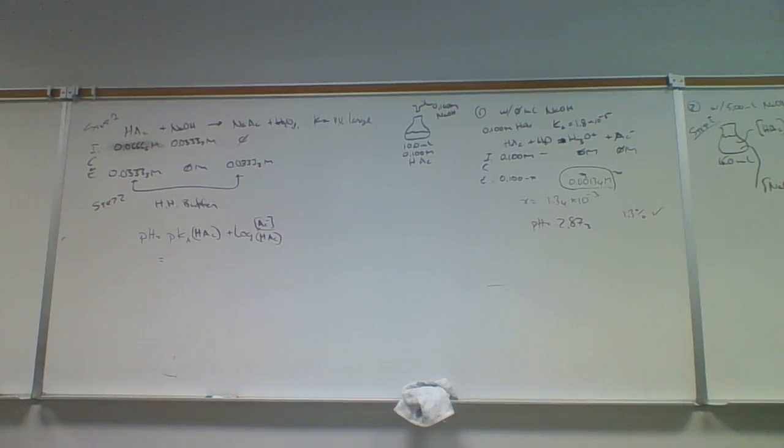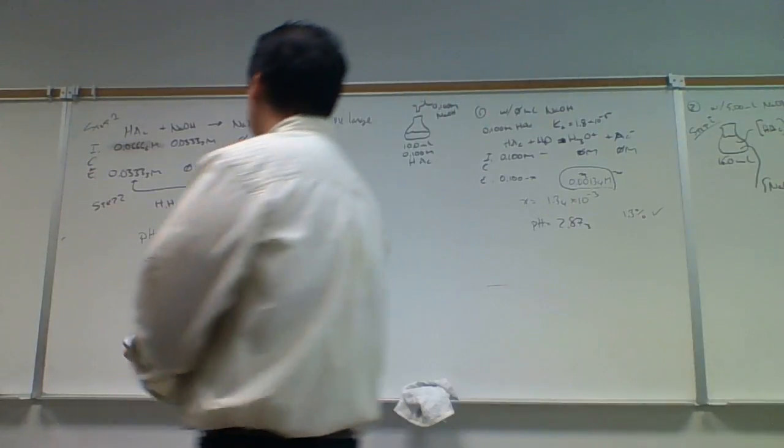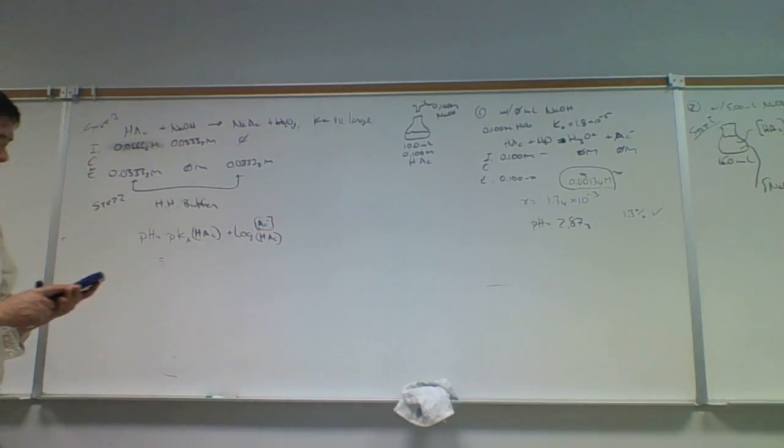Now the buffer region should be flat. And so here, what's the pKa of acetic acid? That would be the negative log of 1.8 times 10 to the, actually I'm not familiar with this calculator.